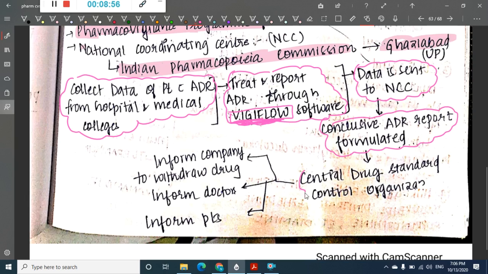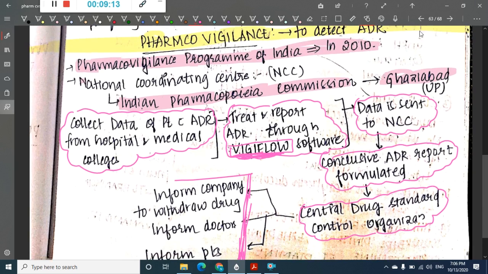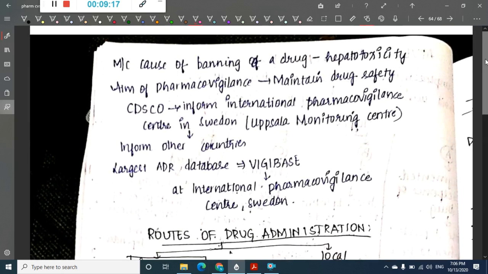And then we have the Central Drug Control Organization, which will inform the company, will inform the doctors not to use the drug, and will inform the patients also not to use the drug. So this is called pharmacovigilance, which occurs in India for controlling adverse drug reactions.